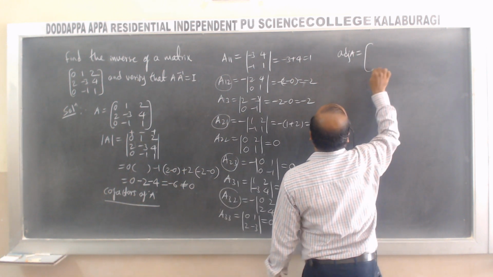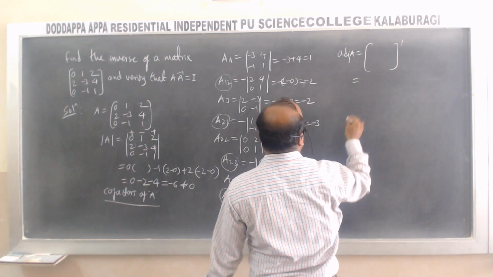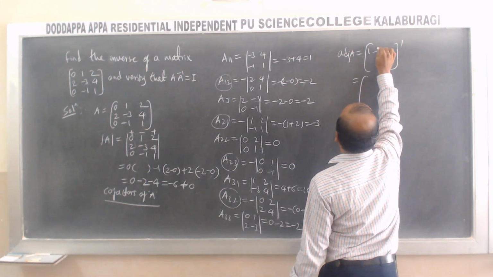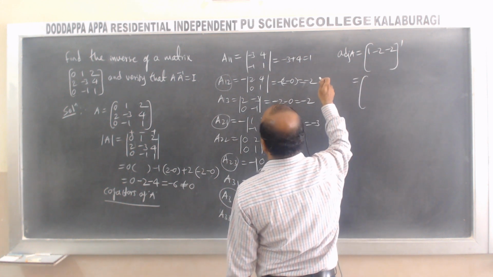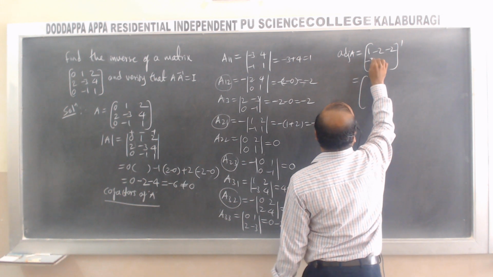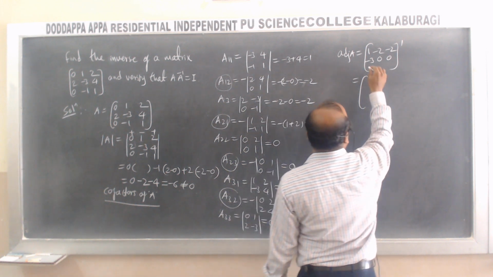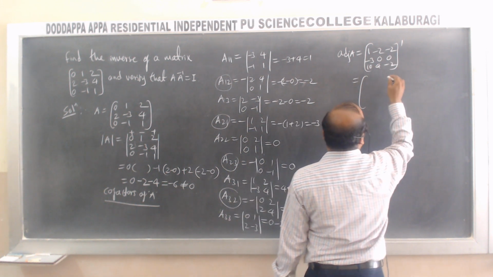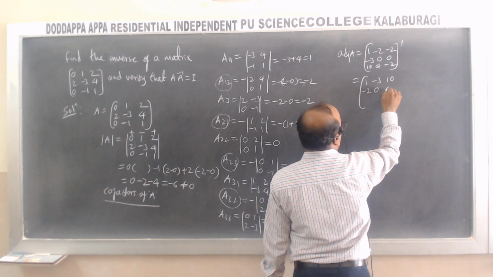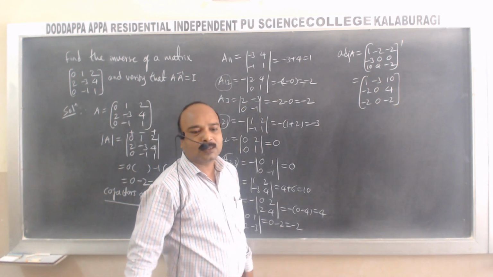Next we go for the adjoint of A. It is the transpose of all cofactors. So we write all the elements. The first row is 1, minus 2, minus 2. Next, the second row is minus 3, 0, 0. The third row is 10, 4, minus 2. Its transpose is given by 1, minus 3, 10; minus 2, 0, 4; minus 2, 0, minus 2. So this is the adjoint of A.